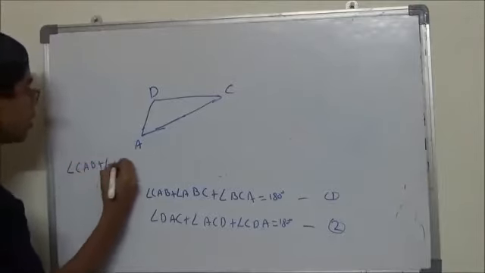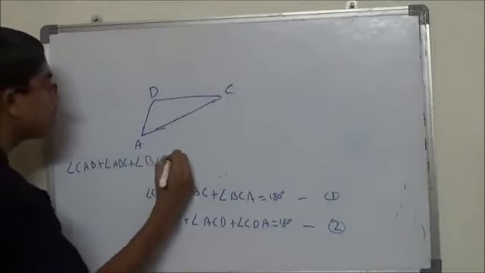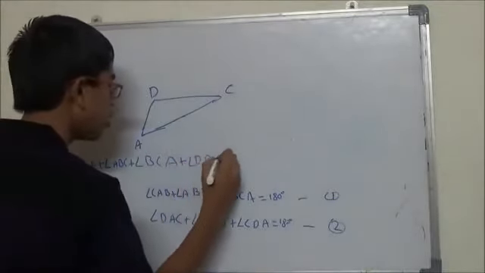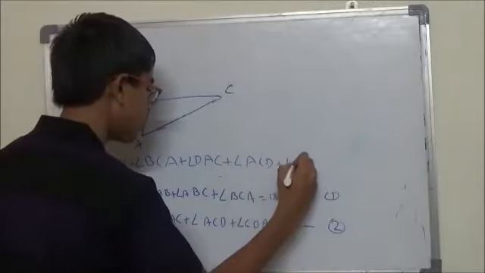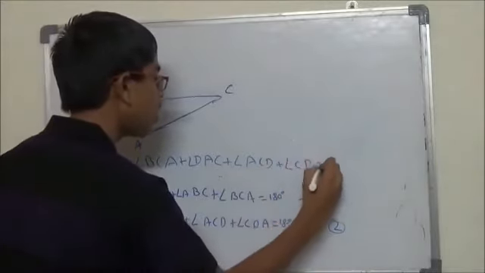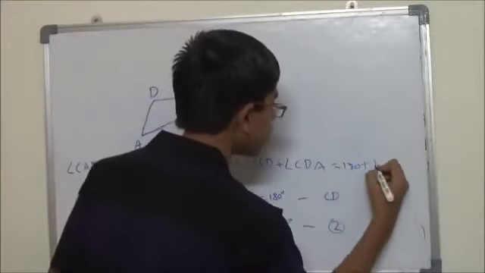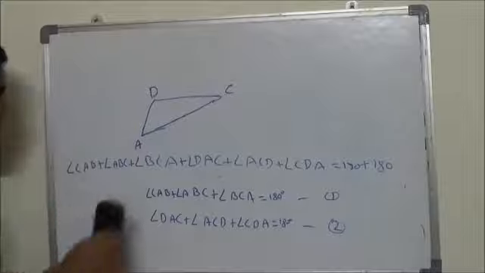Angle CAB plus angle ABC plus angle BCA plus angle DAC plus angle ACD plus angle CDA is equal to 180 degrees plus 180. Now let's solve this equation.